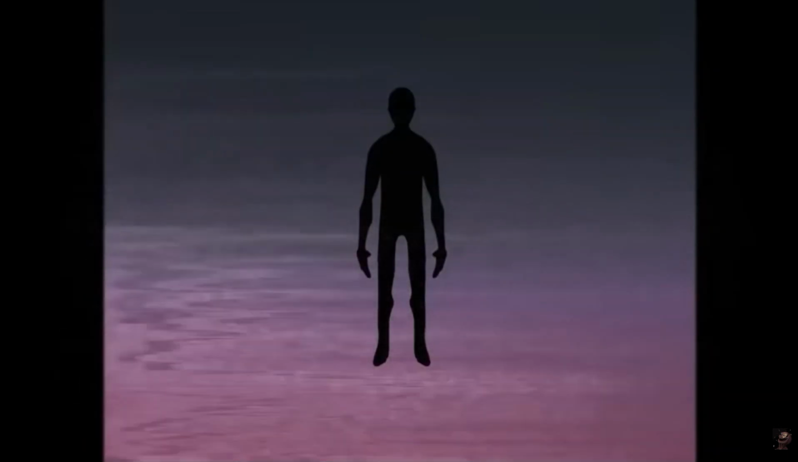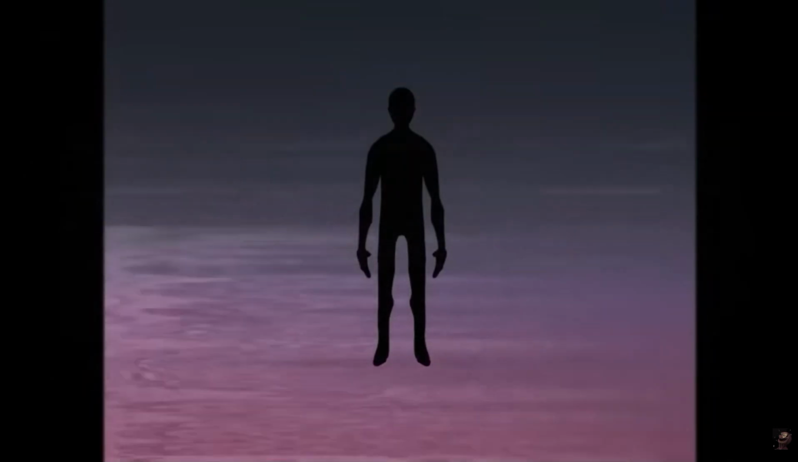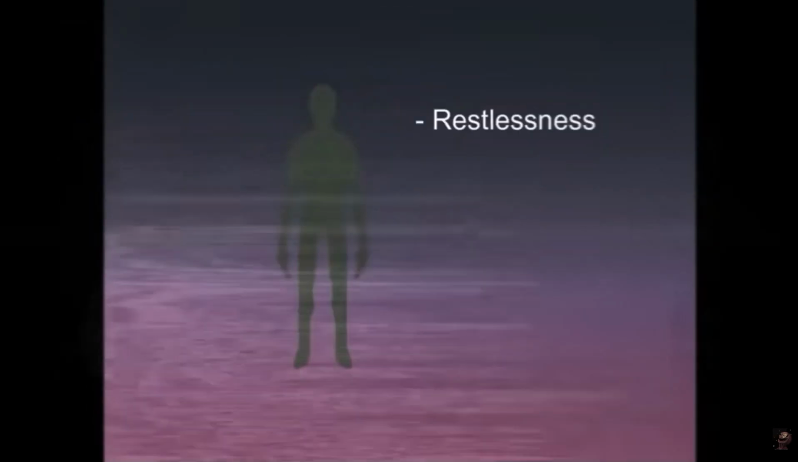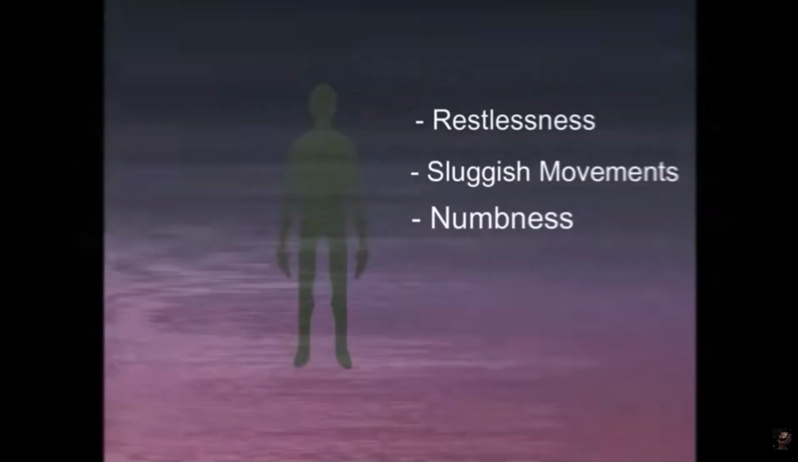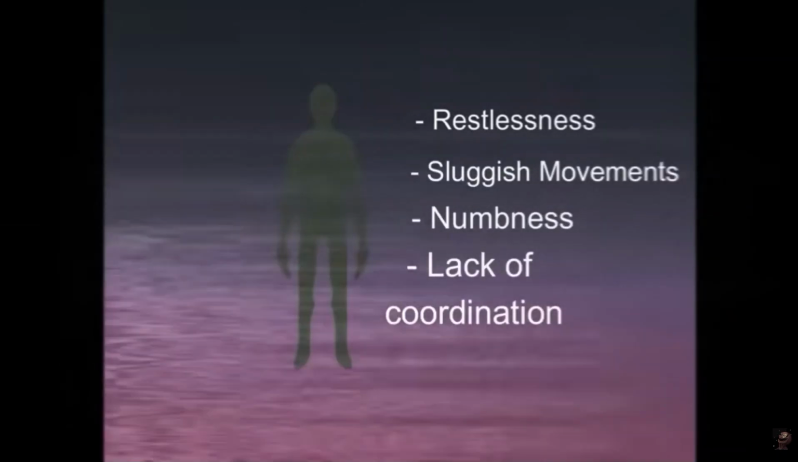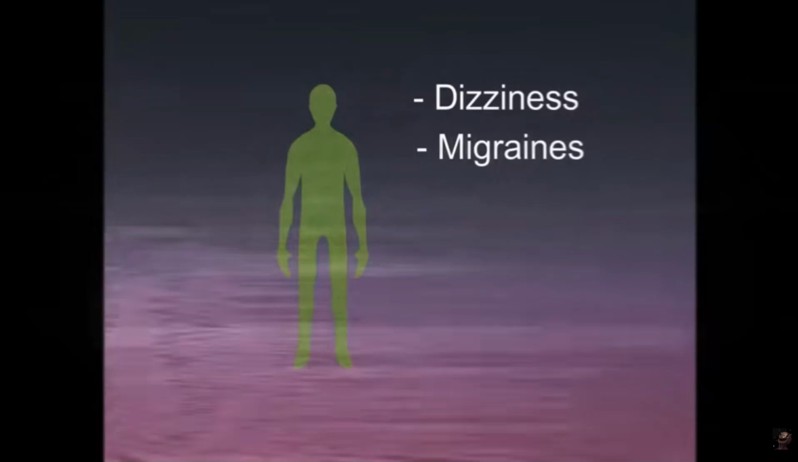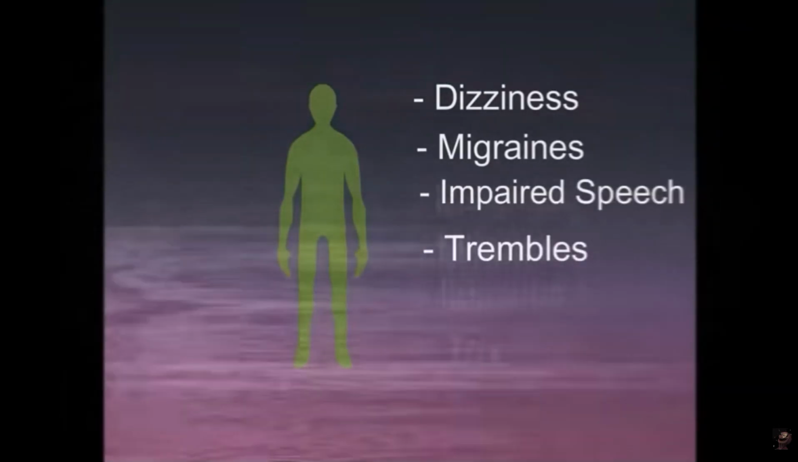An infected organism will show no symptoms right away, but a couple hours after infection the infected organism's behavior and thought process will change. The first symptoms that appear are restlessness, sluggish movement, numbness of joints, and lack of coordination. Then more serious symptoms appear over time. These include dizziness, migraines, impaired speech, and trembles. If you or someone you know shows these symptoms, contact poison control or emergency services.